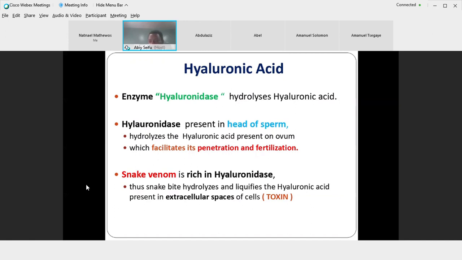But sperm cells, as you know, have the hyaluronidase enzyme, which can hydrolyze hyaluronic acid, which covers what? The ovum. That enhances the penetration as well as fertilization due to the presence of the enzyme called hyaluronidase in sperm cells. Snake venoms also have this enzyme, and it penetrates what? The extracellular space of our body. If one is bitten by a snake, this is how the snake affects our body.